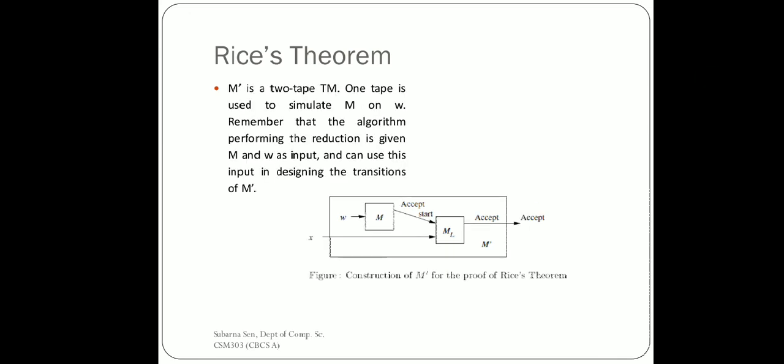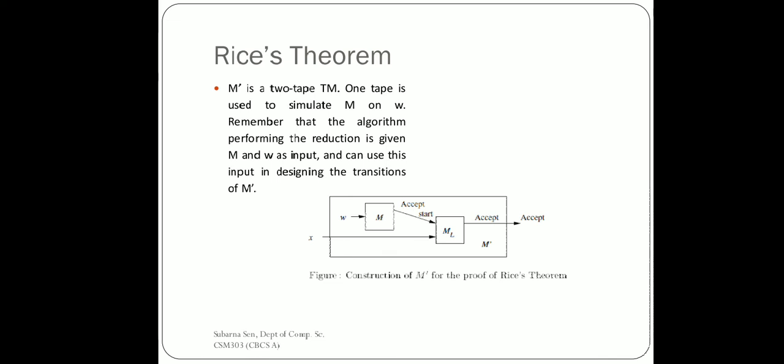Now here, how to construct it? Since there are two different machines, we can use a two-tape Turing machine to represent it. One tape is going to simulate M on W, and the other tape will just mimic this ML. One tape is for M, that is going to simulate the W part, that is the input. Remember that the algorithm performing the reduction is given M and W as input and can use this input in designing the transitions of M dashed.